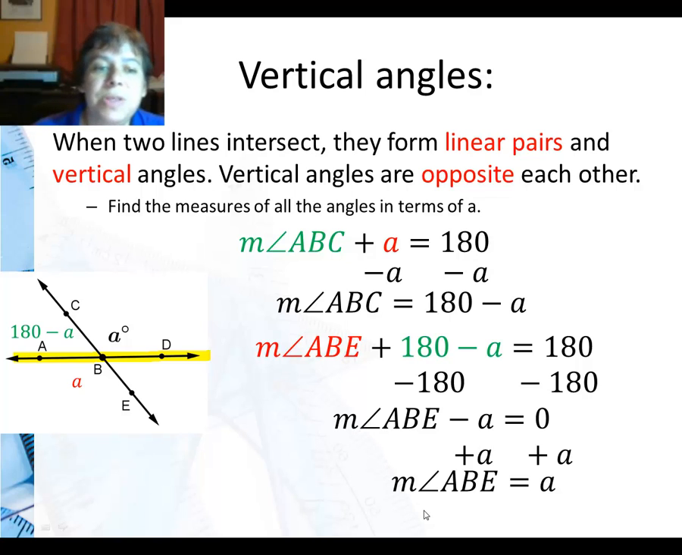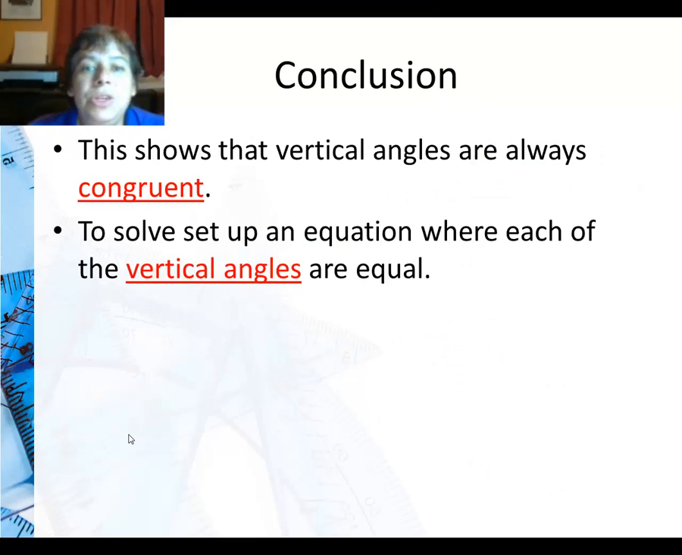Now I could continue this on for DBE, but hopefully you'll figure out that this angle is going to be the same as angle ABC. So what does this all mean? What can we conclude? Well, you can see this angle pair here is congruent. And this angle pair, ABC and DBE, are also congruent. So this shows that vertical angles are always congruent. And when you're going to solve for something in them, when you set up an equation, you just set each of the vertical angles equal to each other. You're not adding them. You're putting one on one side and one on the other and putting an equal sign.